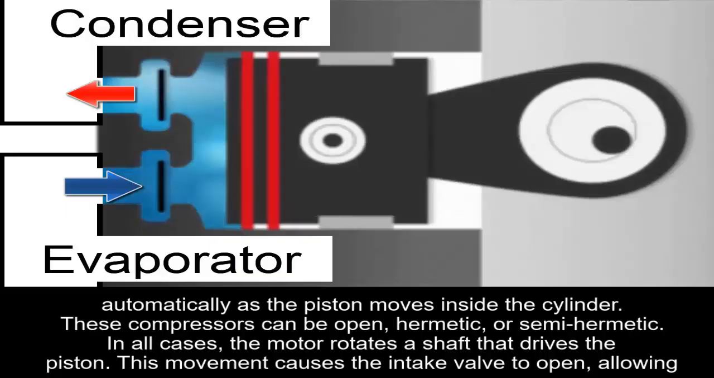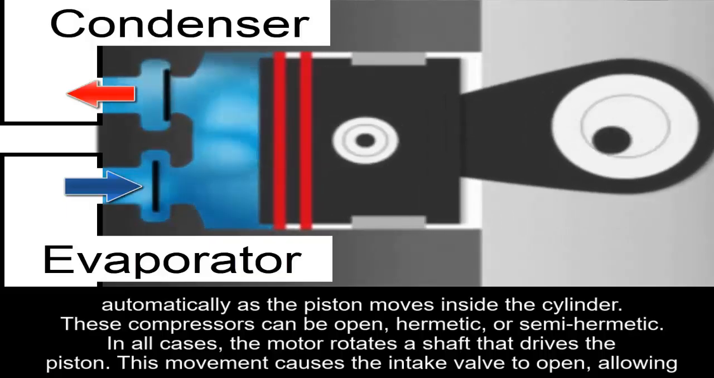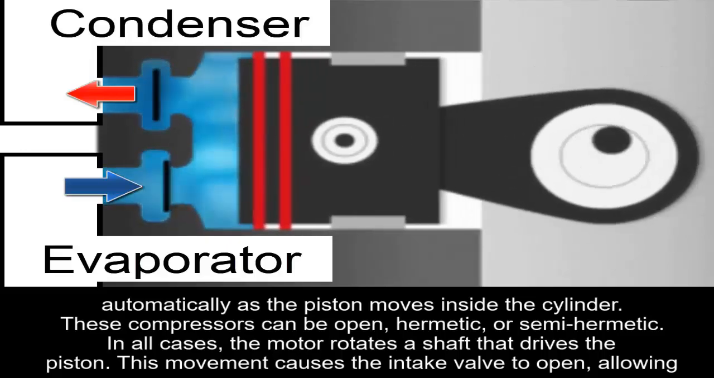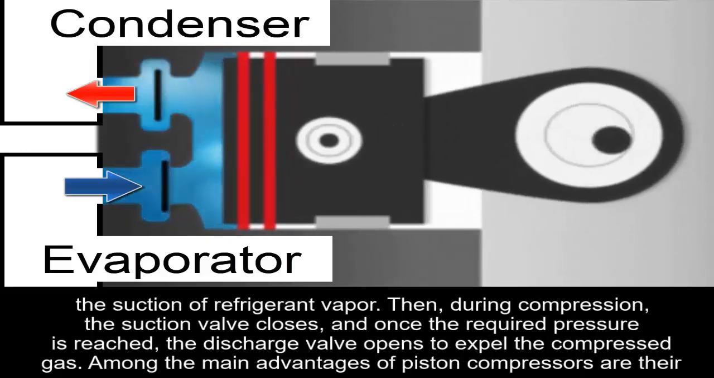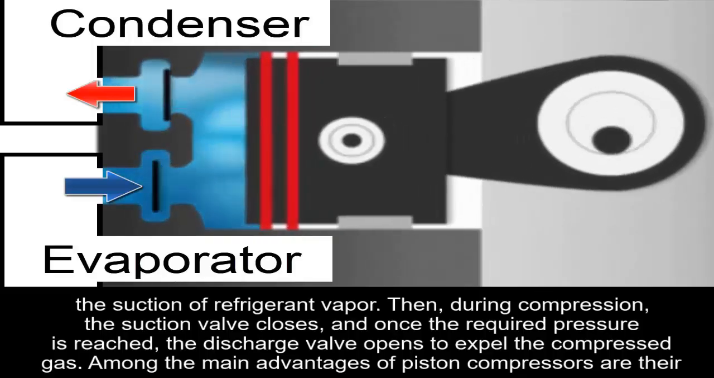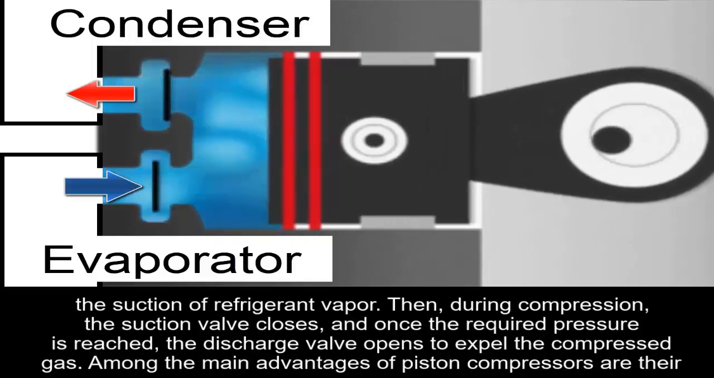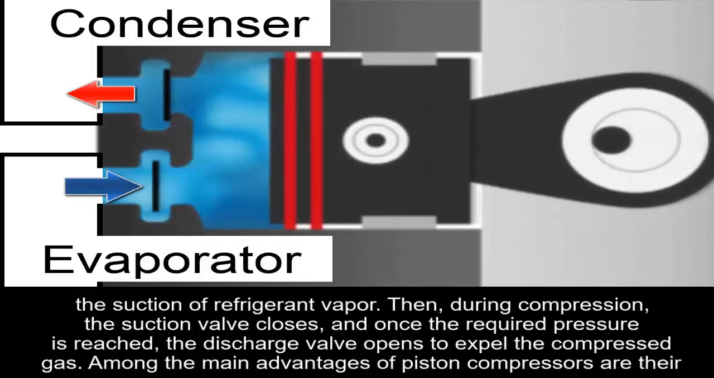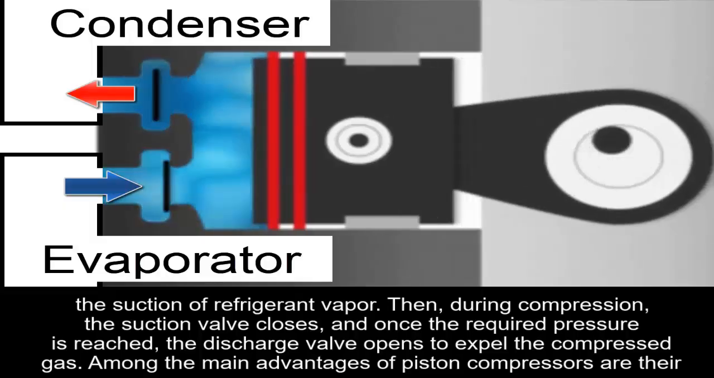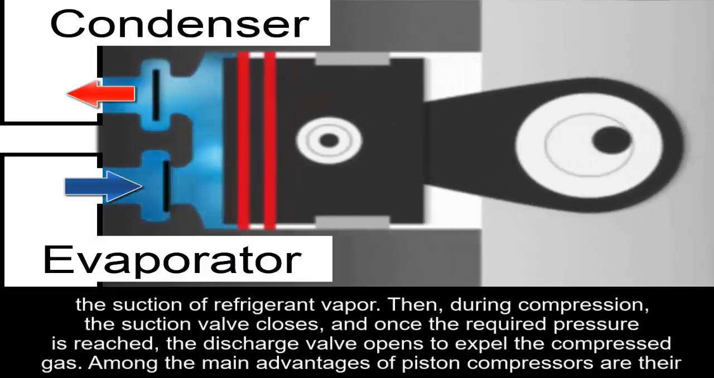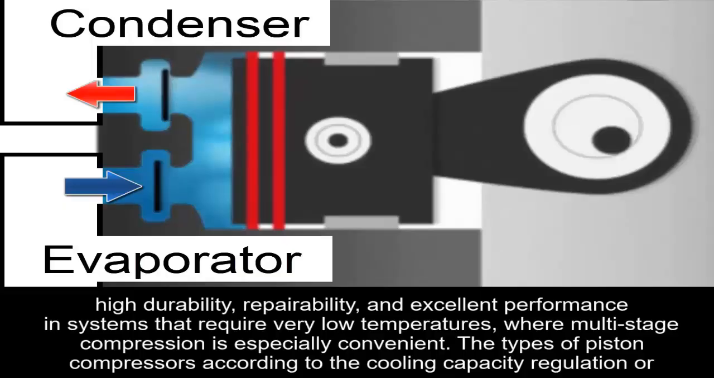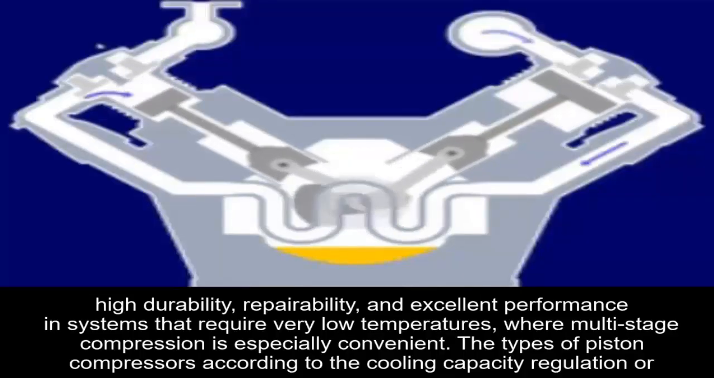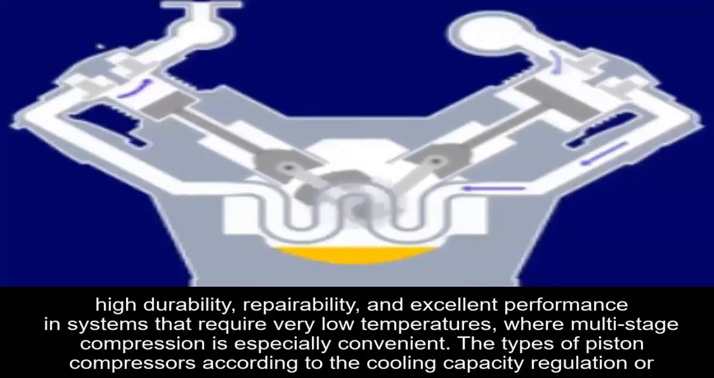In all cases, the motor rotates a shaft that drives the piston. This movement causes the intake valve to open, allowing the suction of refrigerant vapor. Then, during compression, the suction valve closes, and once the required pressure is reached, the discharge valve opens to expel the compressed gas. Among the main advantages of piston compressors are their high durability, repairability, and excellent performance in systems that require very low temperatures, where multi-stage compression is especially convenient.